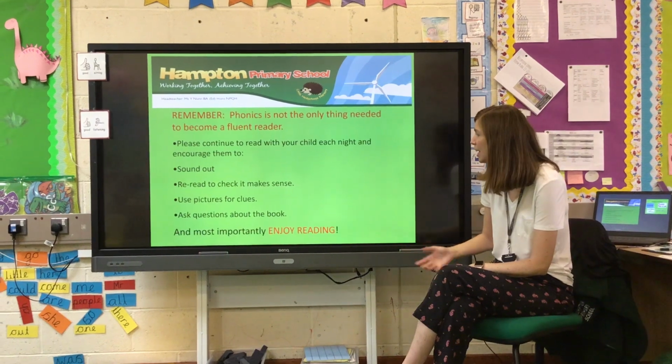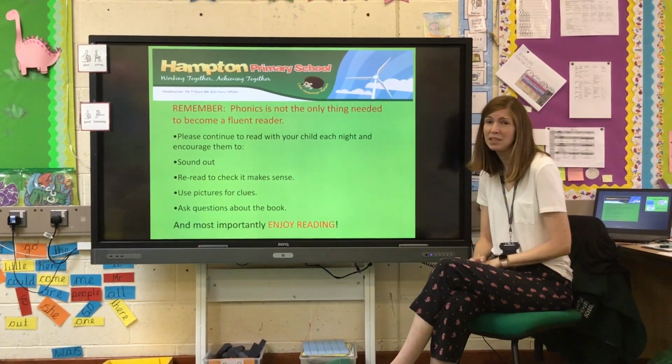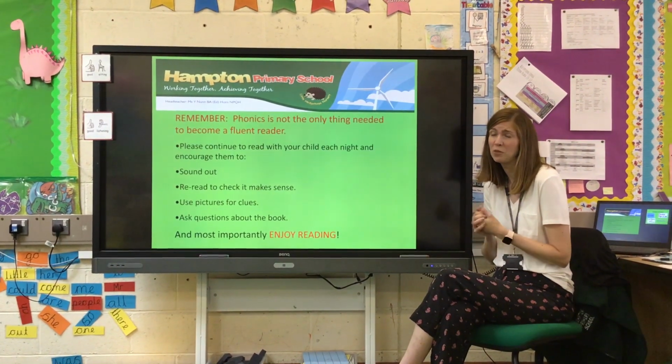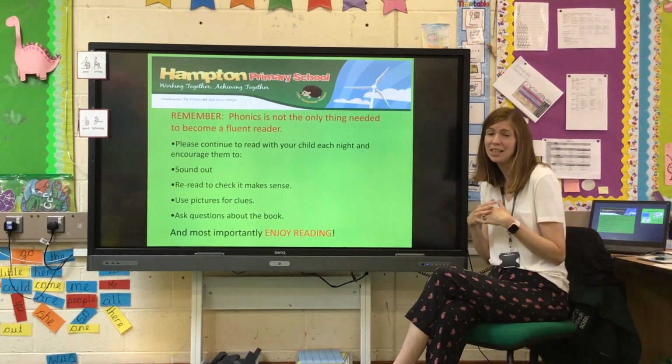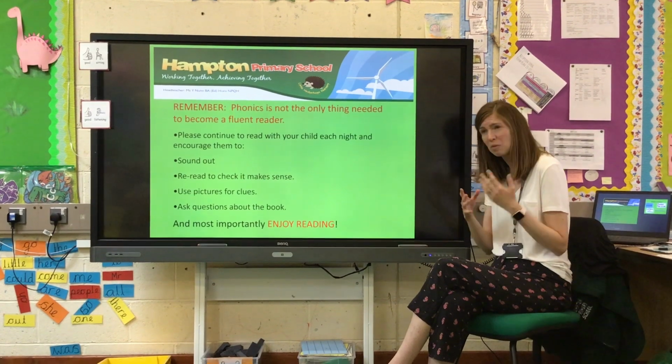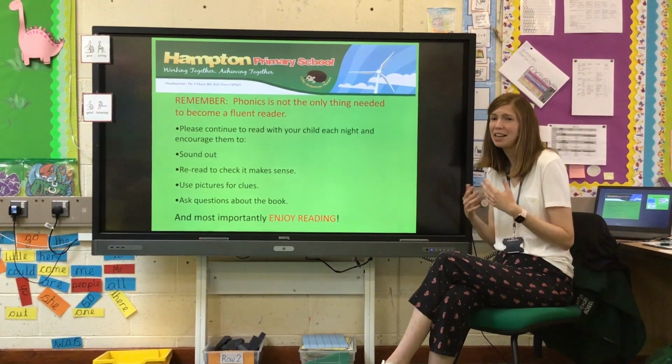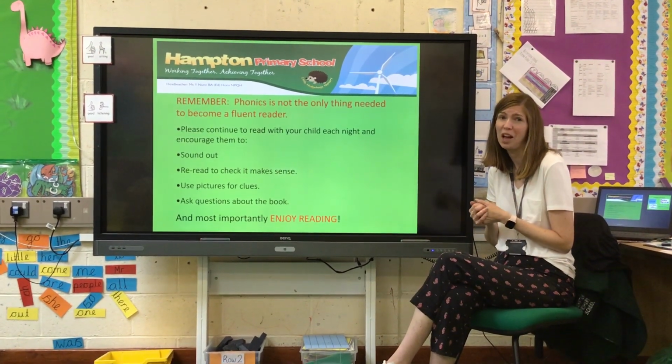And most importantly, enjoy reading. We want reading to be something that the children really enjoy doing. We want to foster a love of reading, and that's what we try to do at school. Us as teachers, we're always reading to the children and telling them about our favourite books, and that's something that we want the children to really enjoy at home as well.